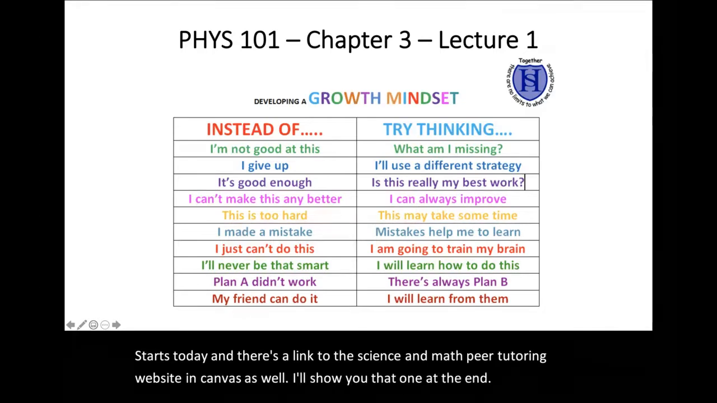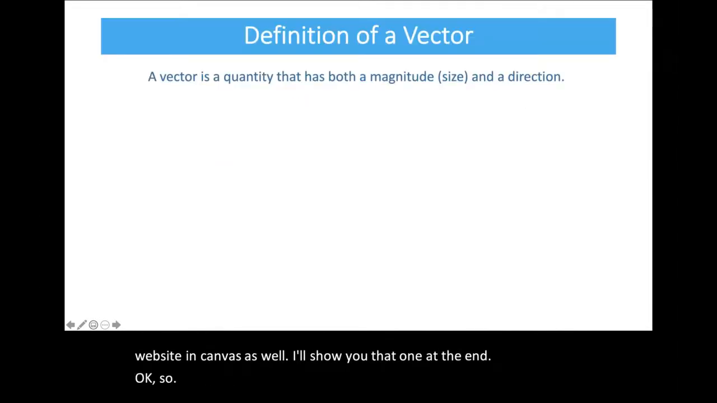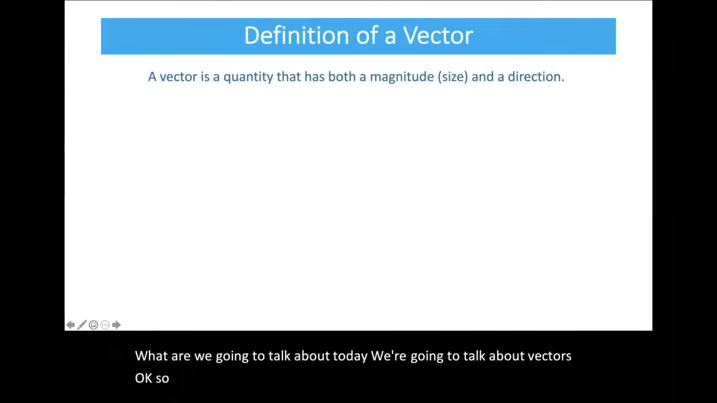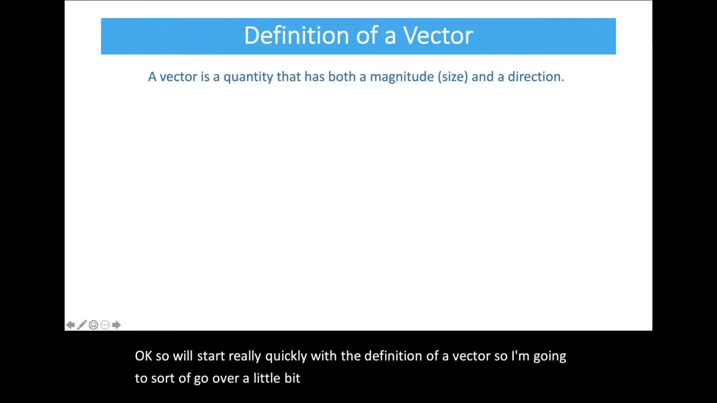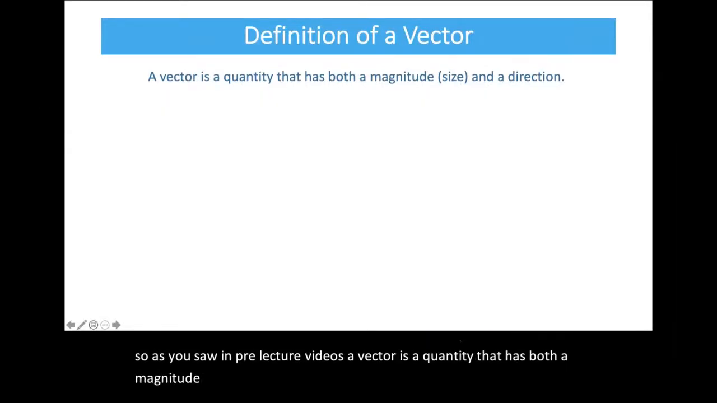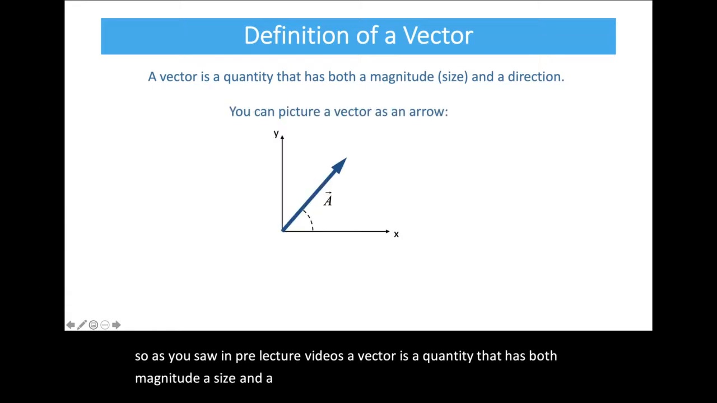So what are we going to talk about today? We are going to talk about vectors. We'll start really quickly with the definition of a vector. I'm going to go over a little bit of the things in the pre-lecture videos. As you saw in the pre-lecture videos, a vector is a quantity that has both a magnitude, or size, and a direction. You can picture a vector as an arrow.